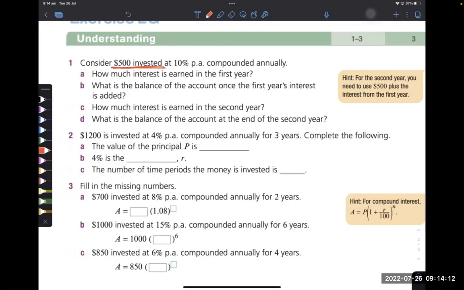It's the principal amount. So this $500 here, I want you to put a capital P on it, because that's what the principal, that's a shortcut for the principal. Okay, instead of writing out the whole word.